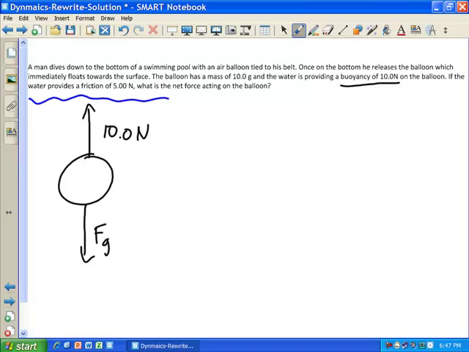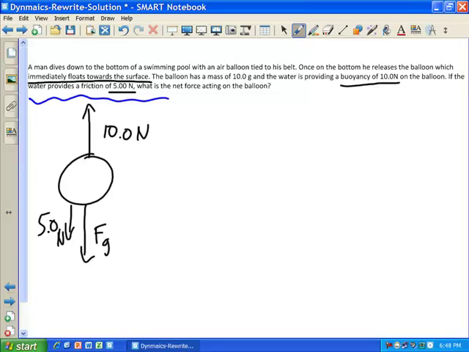Now, friction always resists the direction of motion. This balloon in the question already says that it's rising. Here it is where it says immediately floats towards the surface. Because I know the balloon is traveling upwards, then I know that in addition to gravity, I also have the force of friction resisting the direction of travel. The force of friction I can already label. I believe it's here, right? So I've got 5.0 newtons of force acting downwards.